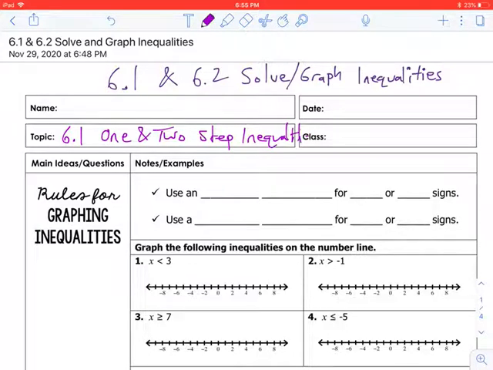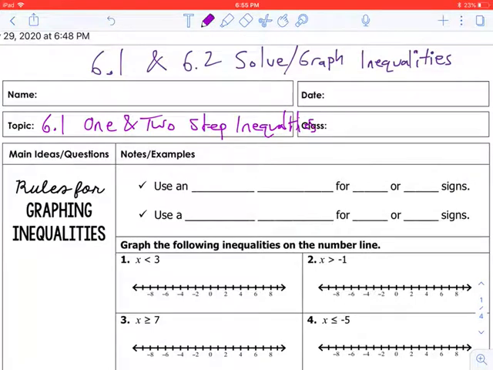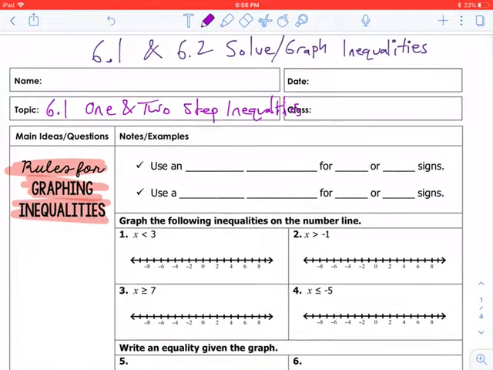So again, you don't have to write down every single thing that's on here. Just maybe write down the things that I highlight. So first, I will highlight rules for graphing inequalities. So the rules for graphing inequalities. When you are graphing, you need to use an open circle.